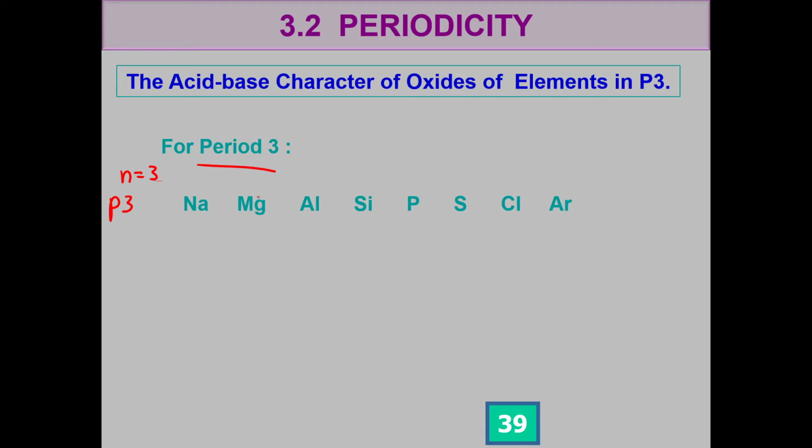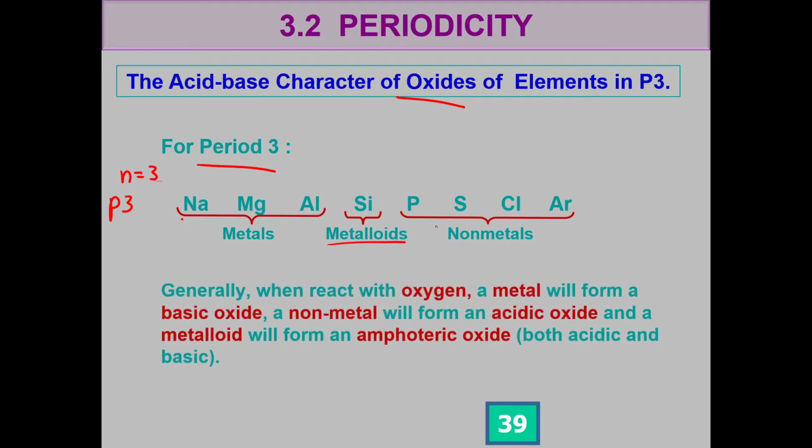So untuk period ketiga ni, this element is very special sebab diorang ada two karakteristik bila dia react dengan oksigen. Okay, untuk this tiga, we have metals, metalloids and non-metals. Okay, the first three is metal, sodium metal, magnesium metal, aluminium metal. Okay, that's normal enough kita dengar. Silicon is called metalloid sebab it has a metal property but it's not metal enough. Okay, and we have non-metal, phosphorus, sulfur, chlorine and argon.